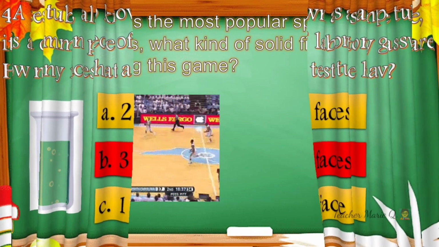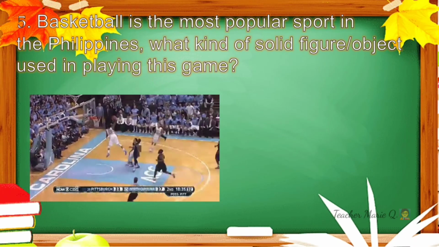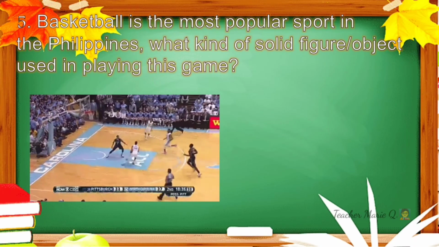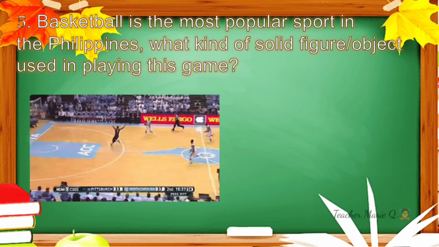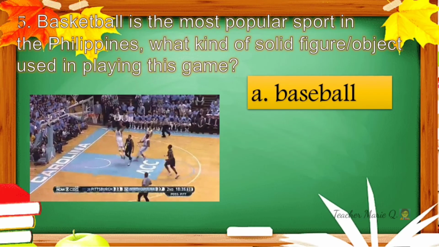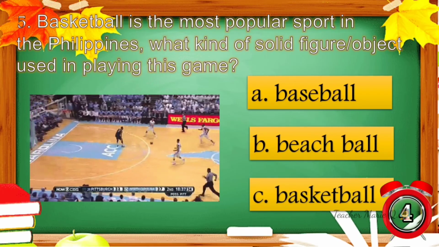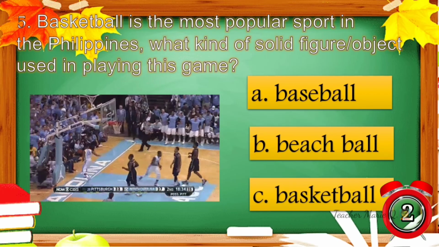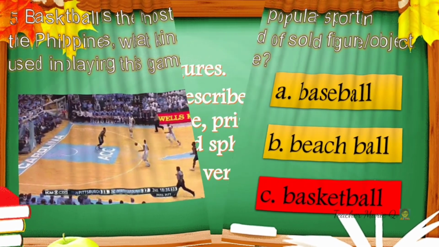Last number. Number 5. Basketball is the most popular sport in the Philippines. What kind of solid figure or object used in playing this game? A. Baseball. B. Beach ball. C. Basketball. Basketball. Correct. That is awesome.